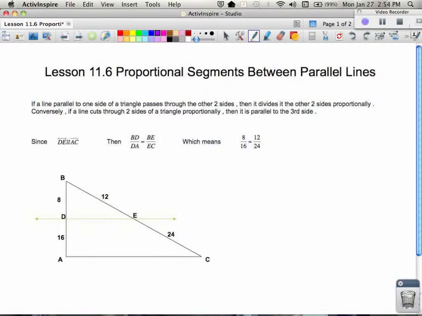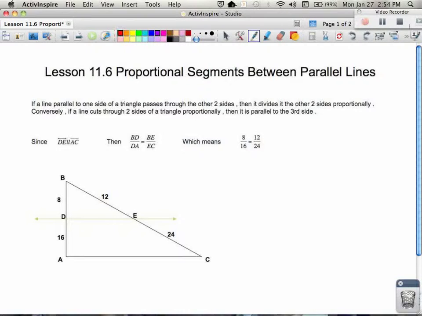In our last lesson for chapter 11, we're going to talk about proportional segments that happen between parallel lines. What happens here is if we have a line that's parallel to one of the sides of a triangle and passes through the other two sides, then it divides the sides proportionally. And the converse is also true. So what does this say?